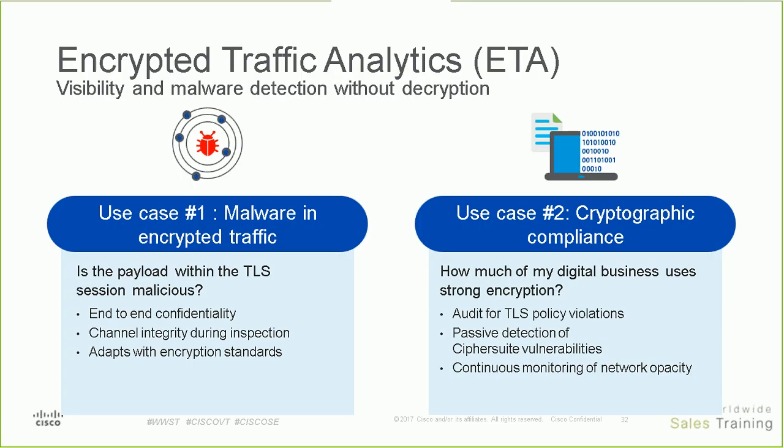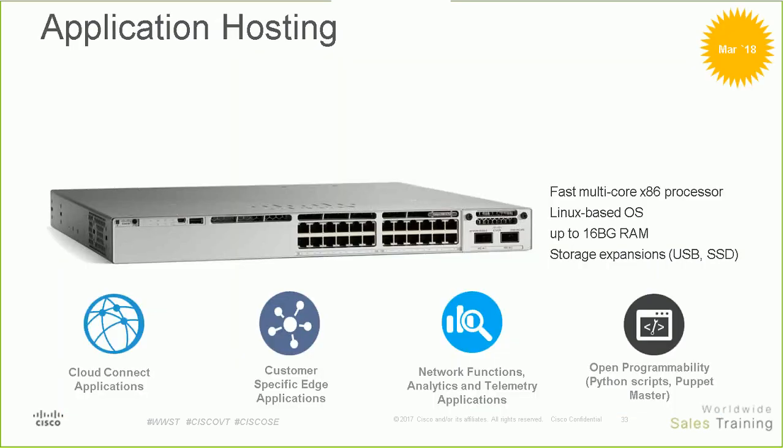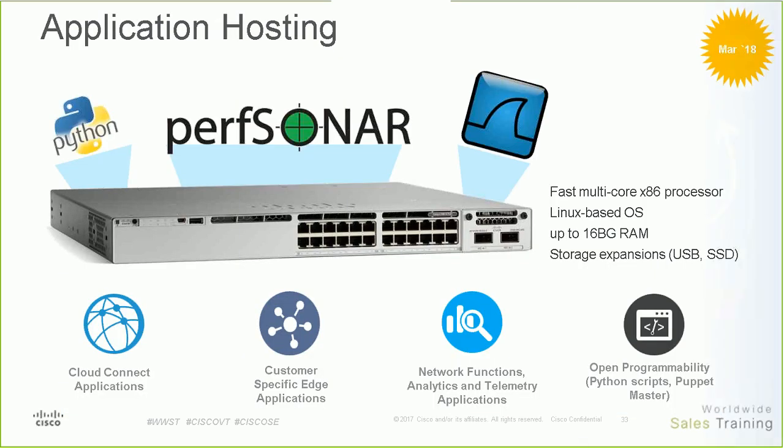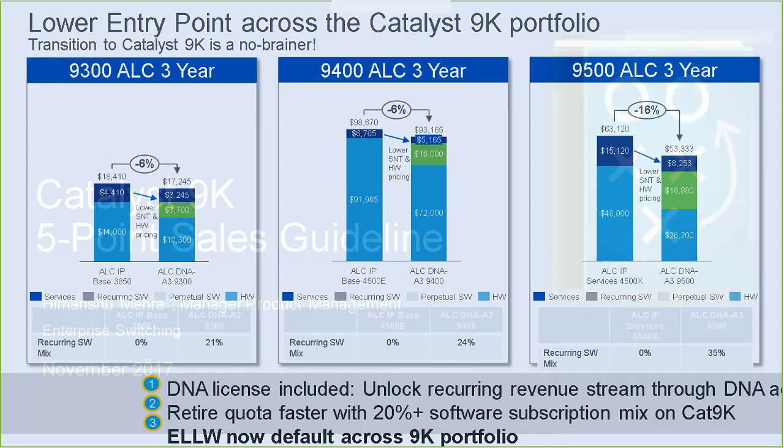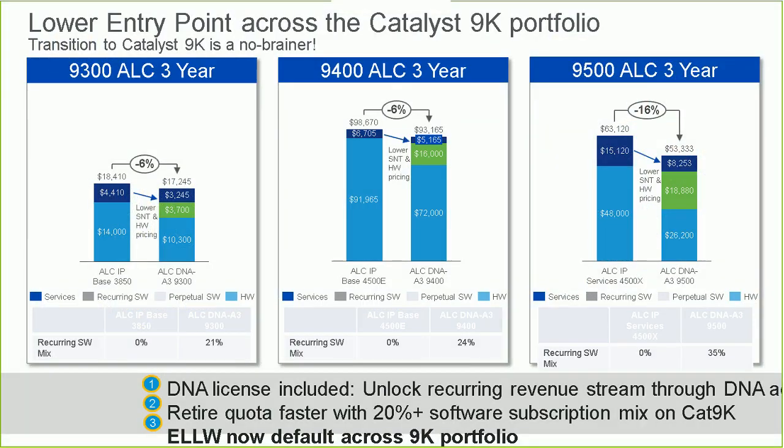ETA we covered already. Who does permit ETA on the 9Ks? Basically the x86 CPU-based platform. It needs enough horsepower to make these exports of enhanced and advanced fields in the NetFlow export, like initial data packets, byte distribution, and so on. Application hosting, we already mentioned this. And let me go very quick just for you to know that they exist.